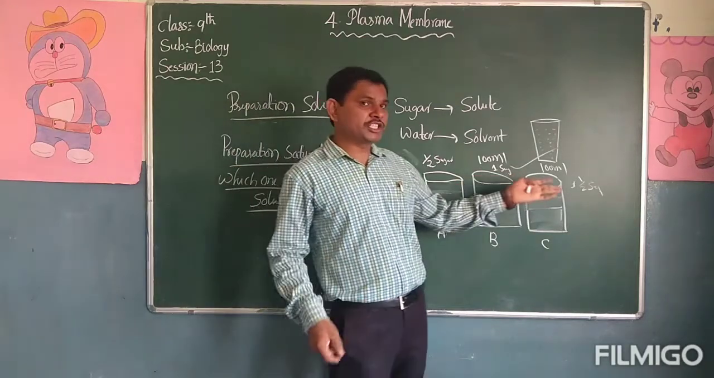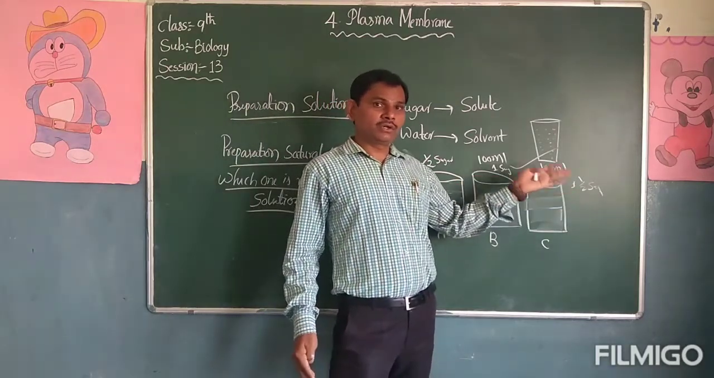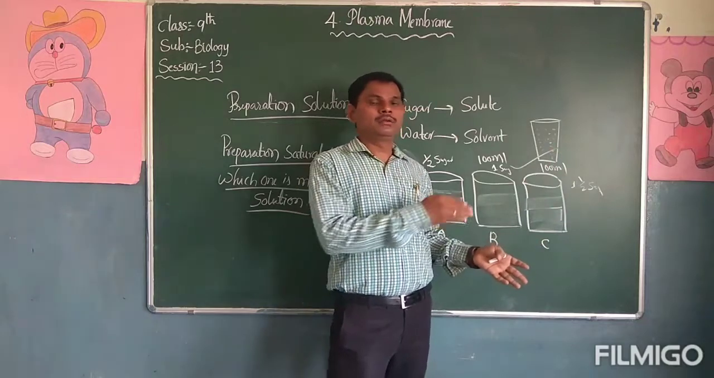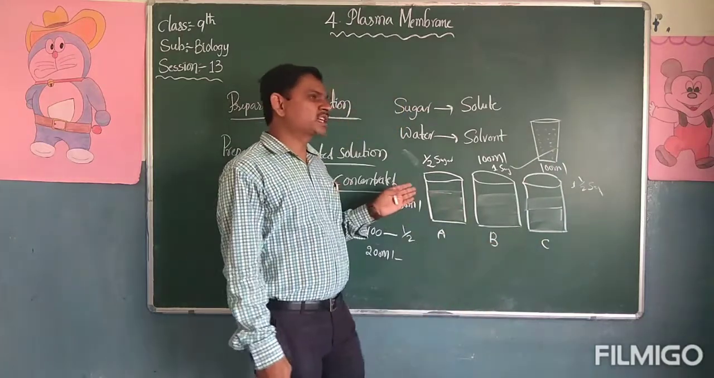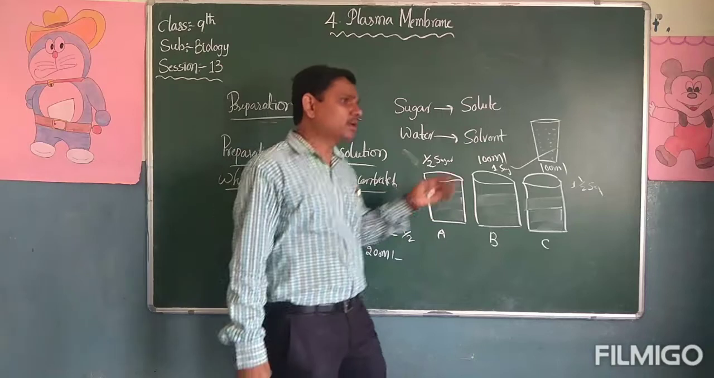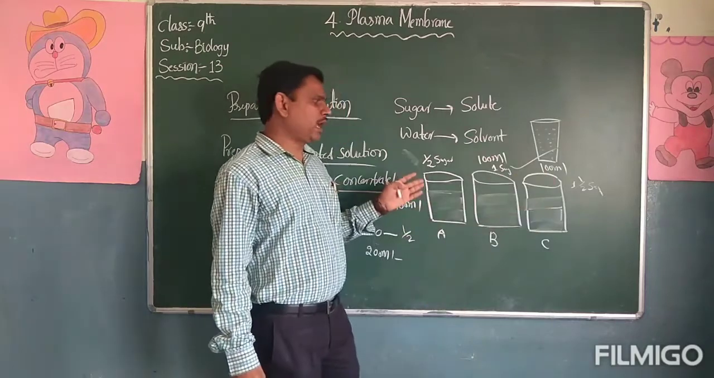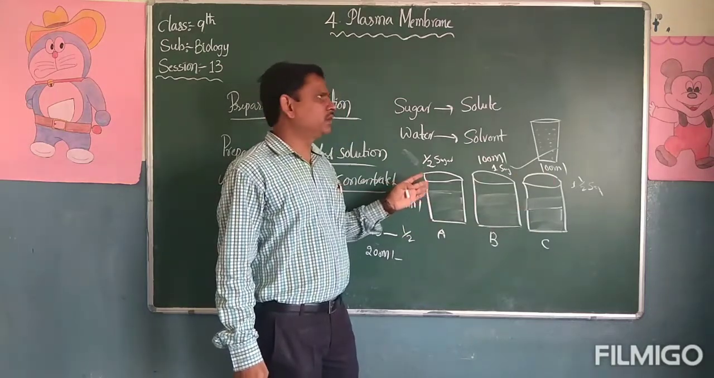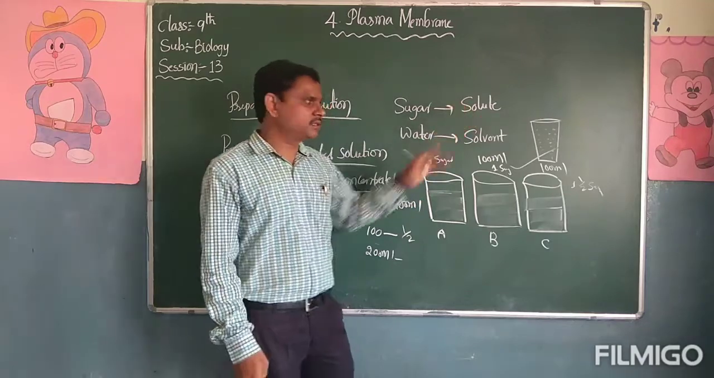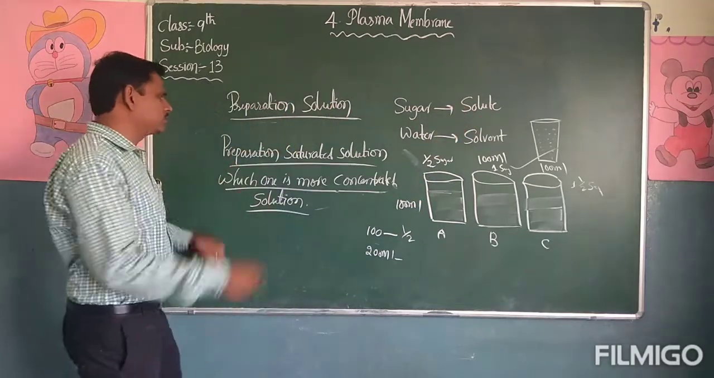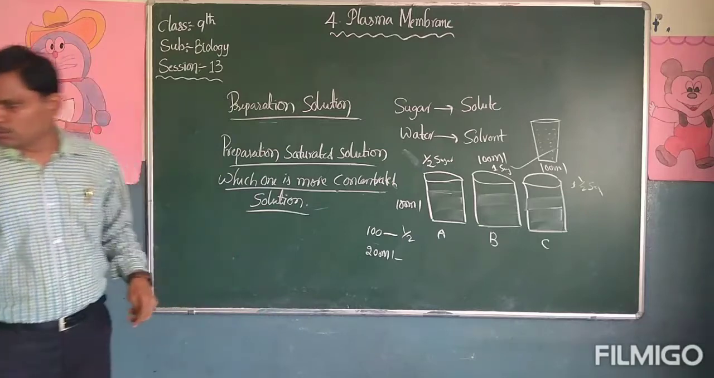If more concentration is there and you want to dilute it, we have to add water. If less concentration is there, we have to make it more concentrated. We have to add sugar again. We have to add solute. This is how to tell which one is a more concentrated solution.